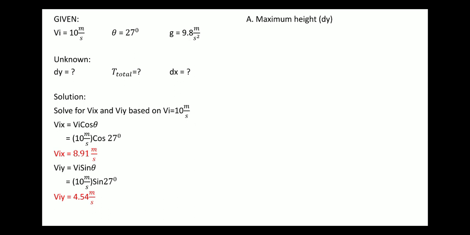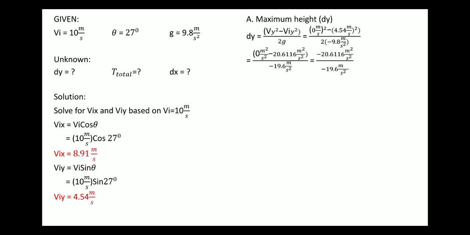Now let's compute for the dy. Same formula. dy is equal to vy squared minus viy squared over 2g. Since vy is always equal to 0, then it's 0 meters per second squared minus viy, which is 4.54 squared, over 2 times negative 9.8 meters per second squared. So let us get the square of 4.54, that is 20.6116 meters squared over second squared. Then the product of 2 times negative 9.8 is negative 19.6.